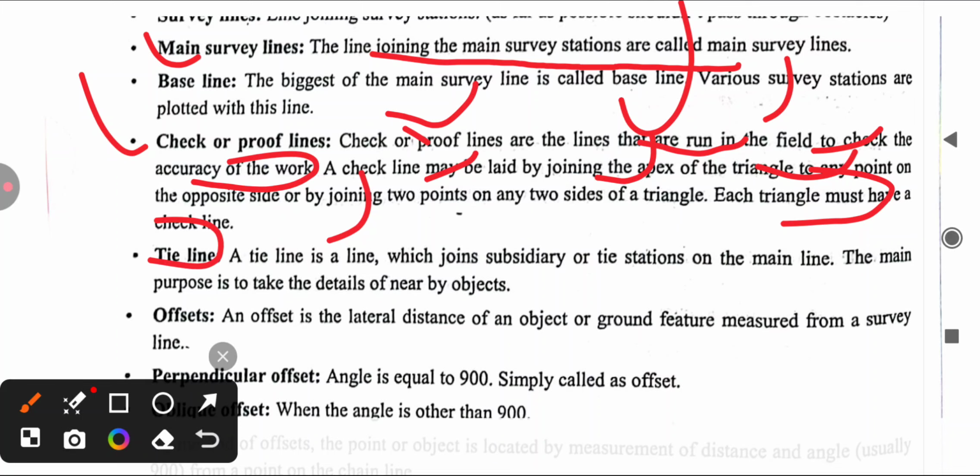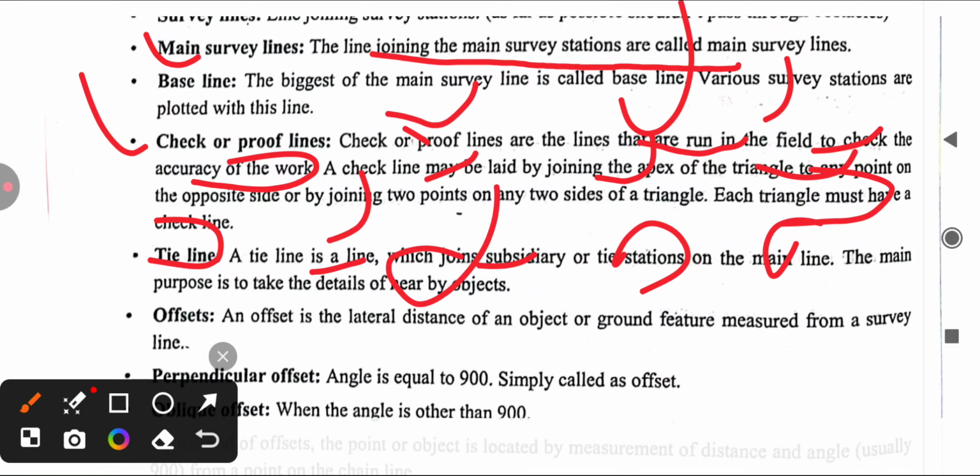अब छ tie line. A tie line is a line which joins subsidiary or tie stations on the main line. The main purpose is to take the detail of nearby objects.